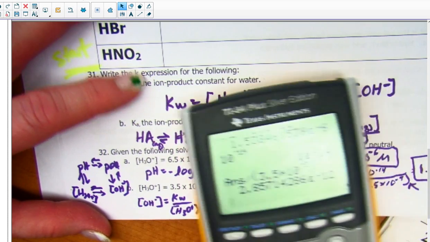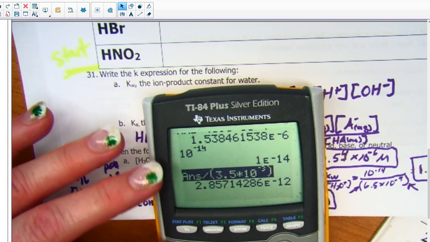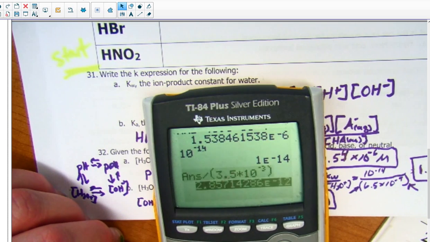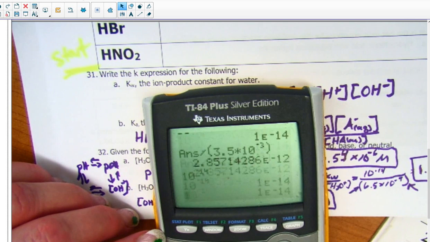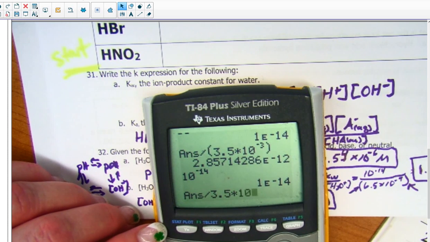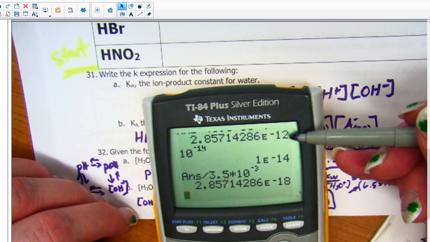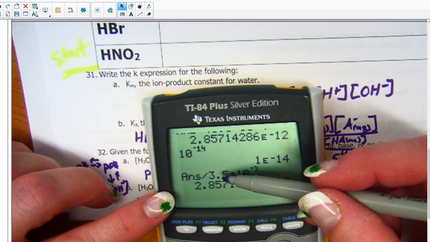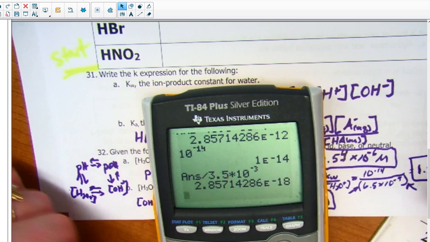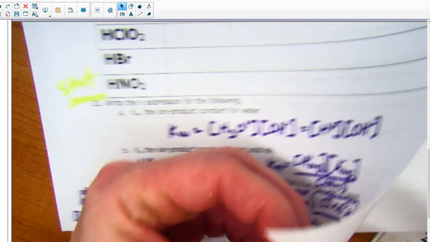Okay? Now, I'm just going to show you really quickly the wrong way. So if I had forgotten the parentheses, 10 to the negative 14, I remembered to hit enter, did divide, and then I went 3.5 times 10 to the negative third, look at the difference in the answer. So we had negative 12, but now we've got negative 18 because it took the answer and divided it by 3.5, but then it took that answer and multiplied it by 10 to the negative third. So just be really careful with that. Okay, going on to the next page.